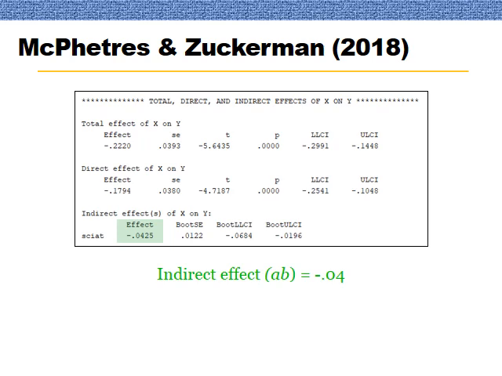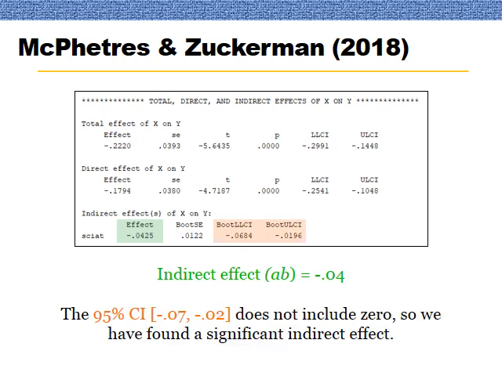We already suspected that the indirect effect was going to be significant because both A and B were significant on the previous slide. However, we can use the confidence interval for the indirect effect to make sure that the indirect effect is in fact significant. Here are the two numbers that make up the confidence interval for the indirect effect, negative 0.07 and negative 0.02. Because those numbers are both negative, we know that 0 is not included in the confidence interval, which tells us that we have in fact found a significant indirect effect.